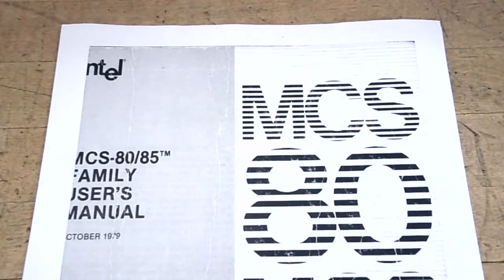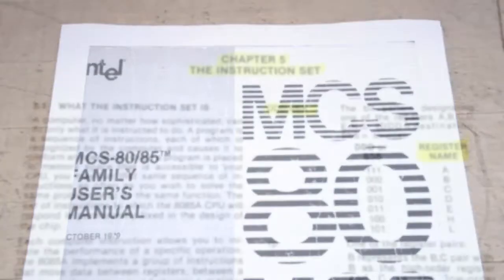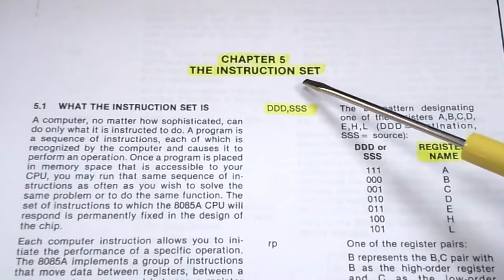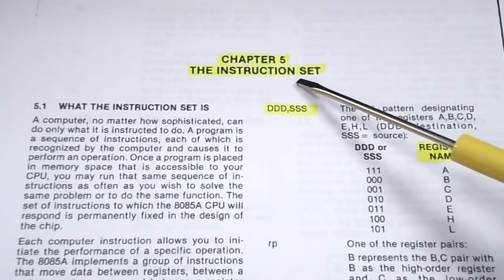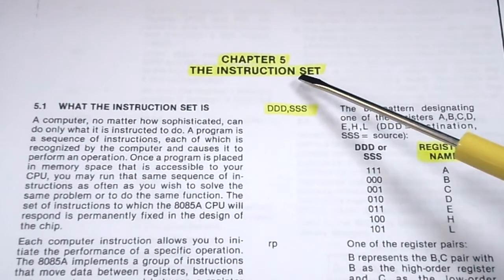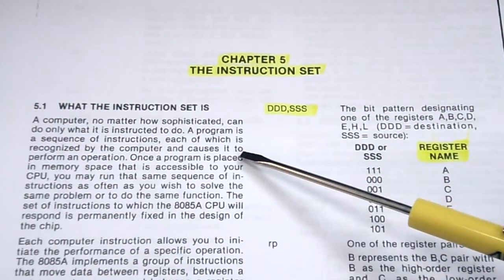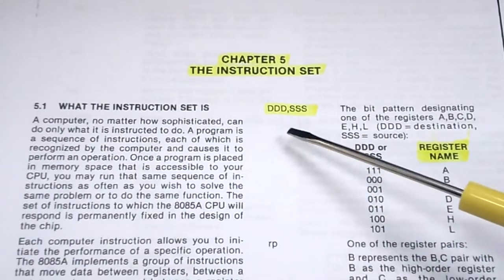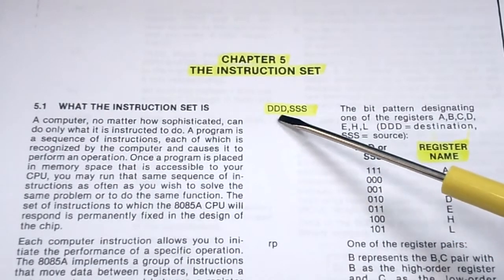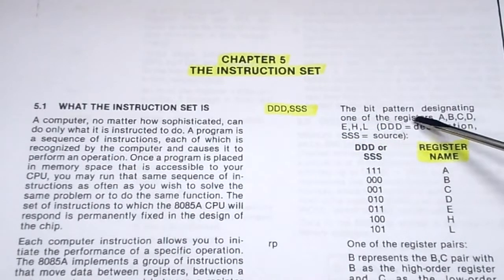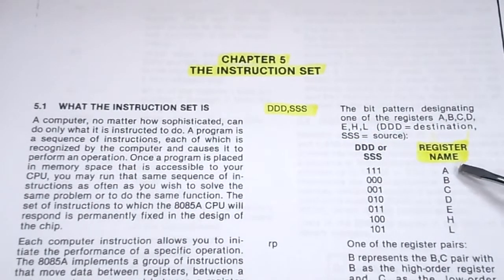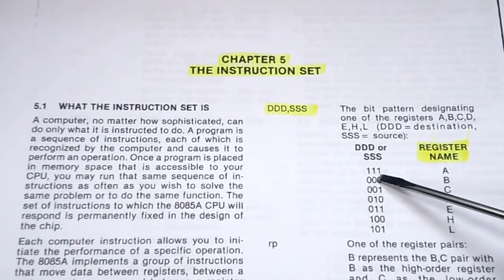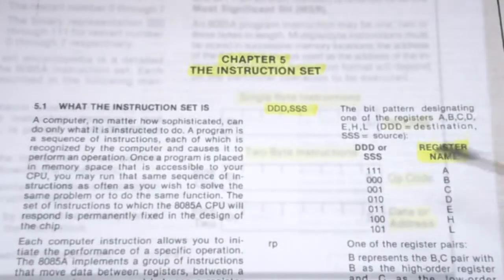So once again, I'm going to refer you to the Intel MCS-8085 Family User's Manual. And if you take a look at Chapter 5, it talks about the instruction set for the 8085. It covers what the instruction set is. And in here you can see it has destination and source. And it talks about those bit patterns for the register. So the register name is A, and the bit pattern is 111.